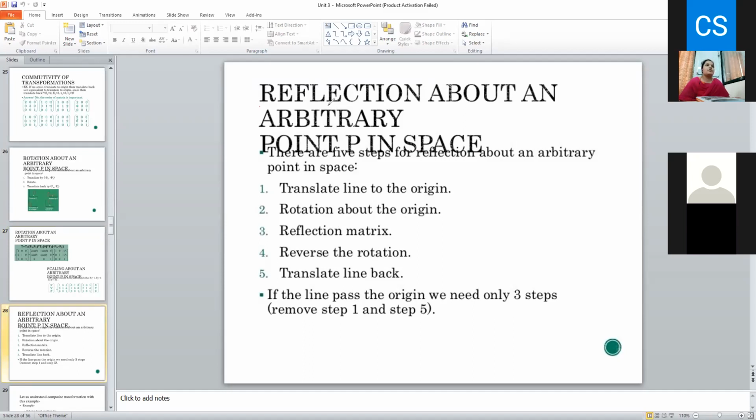how many types of reflection we have studied? Reflection. Yes. Reflection about which axis we have studied already? Reflection is a mirror image. So can anyone tell?